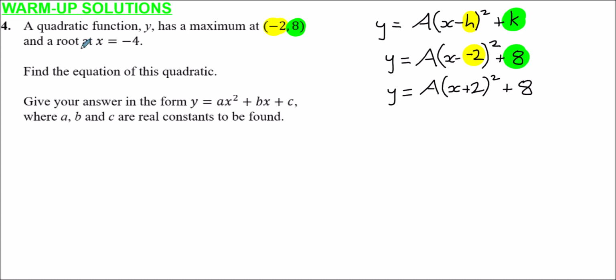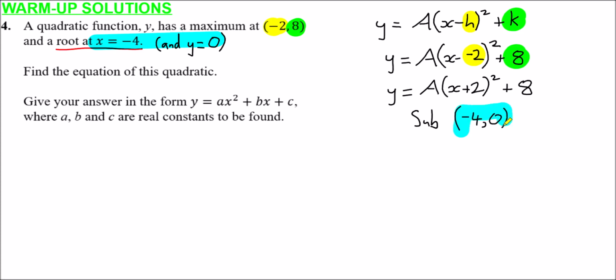And so we're told next that it has a root at x equals minus 4. So we're only told one root, but actually this is enough. A root is where the curve crosses the x-axis. So where it crosses the x-axis, we know that y is equal to 0. And so what we've actually got here, in a sense, is two values we can substitute into this equation. So we know that x is minus 4 and y is 0, so we can substitute these conditions in.